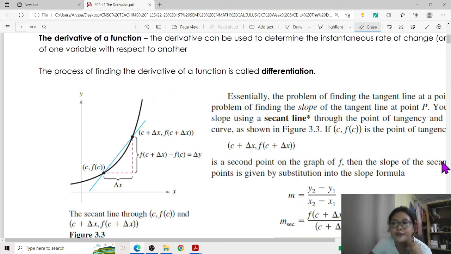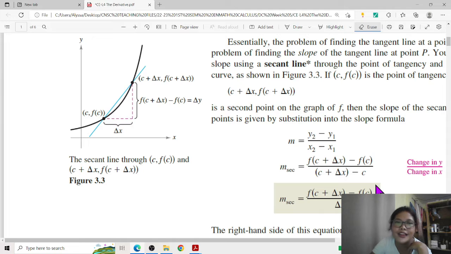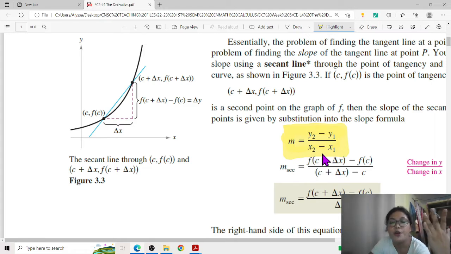By definition kasi ng slope of a line, that is a rate of change between your vertical distance y with respect to the horizontal distance x. So balikan natin konti ulit, the slope formula, that is y2 minus y1 over x2 minus x1 is equal to your slope.